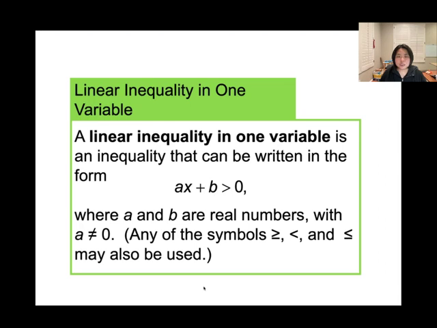Linear inequality in one variable. In the previous sessions, we learned about a linear equation with one variable. At that time, we have ax plus b equal to 0. That's an equality. In these sessions, we're going to talk about the inequality. And this is the linear inequality in one variable, which means we only have a first degree for the x in here.